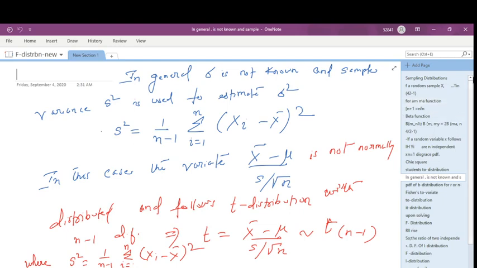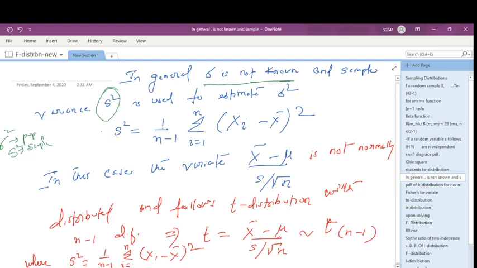And so the sample variance s square is used to estimate the population variance. So what we are saying is we don't know the population standard deviation or the population variance, but we can use the sample variance s square, right? The population variance we said is sigma square, and the sample variance is s square. So we will use the sample variance.